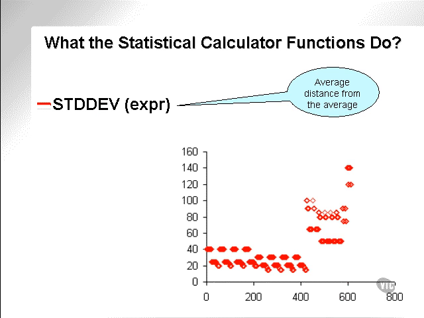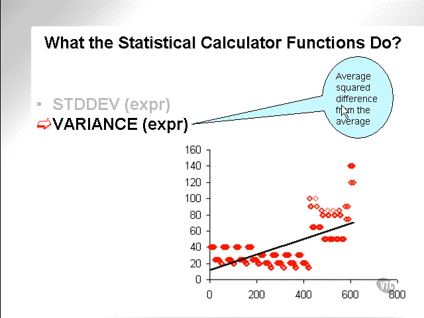Standard deviation. Standard deviation is executed on an expression. It is the average distance from the average. To produce this diagram, I simply calculated the standard deviation of every value in the seating map table.